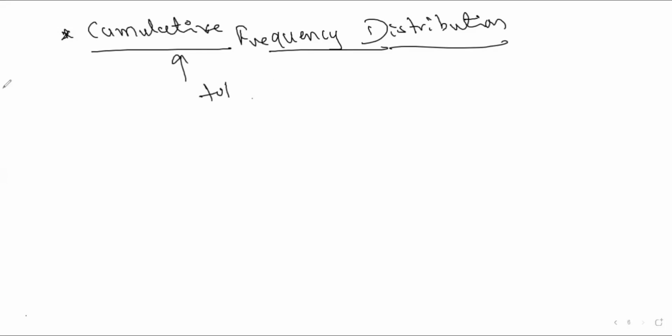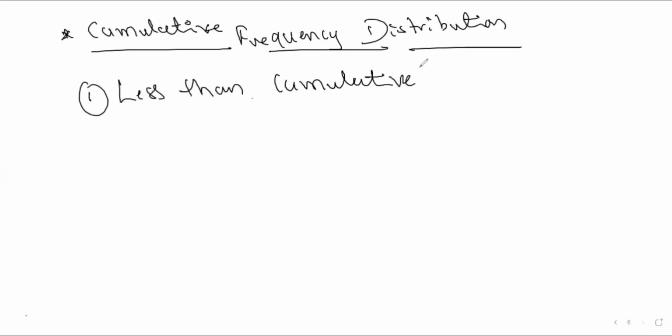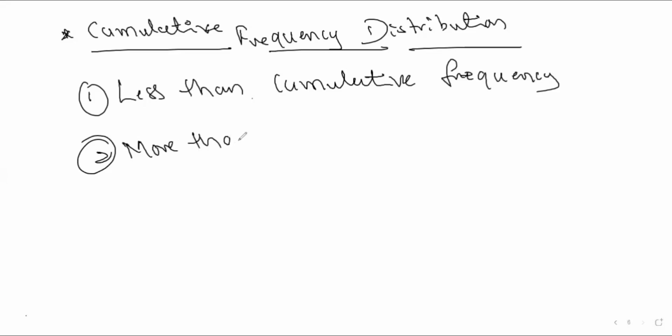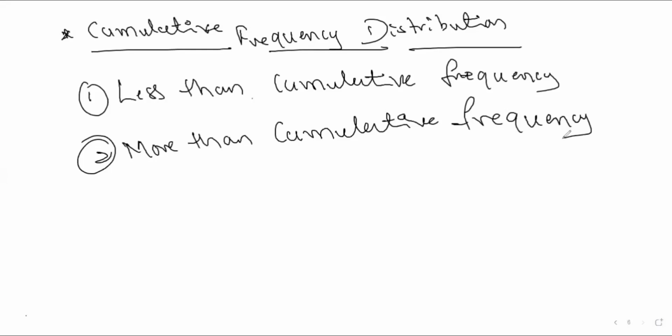Then we have two types of cumulative frequencies: one is less than cumulative frequency and one is more than cumulative frequency. Then why do we need cumulative frequency? Because to do further analysis. So one is less than cumulative frequency, and one more is more than cumulative frequency.